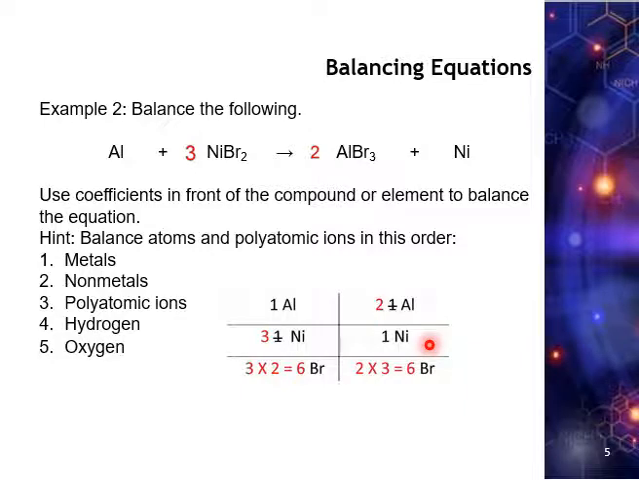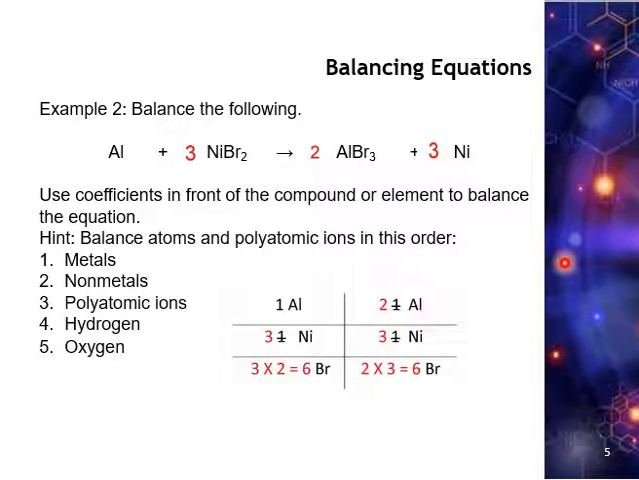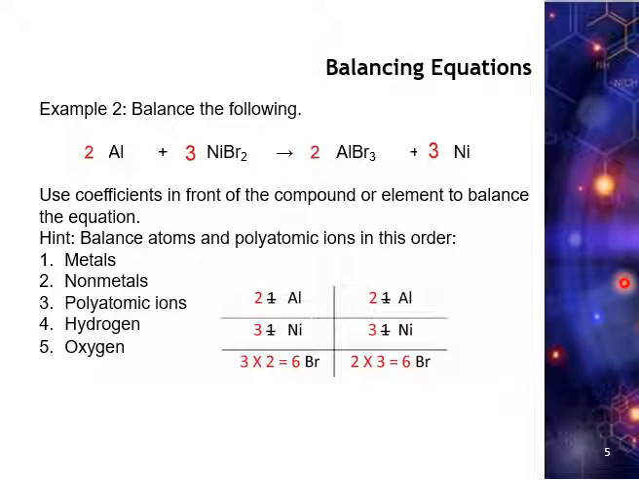Let's balance the nickel. I have 3 on the left and 1 on the right. If I put a 3 in front of the nickel on the right, my nickel will be balanced. Now I need to balance my aluminums. I put a 2 in front of the aluminum on the left, and I have 2 aluminums on both sides of the equation, 3 nickels on both sides of the equation, and 6 bromines on both sides of the equation.